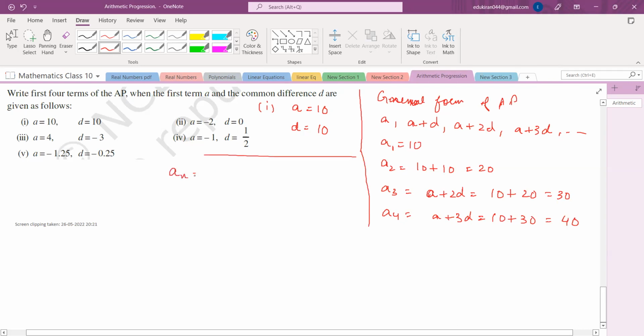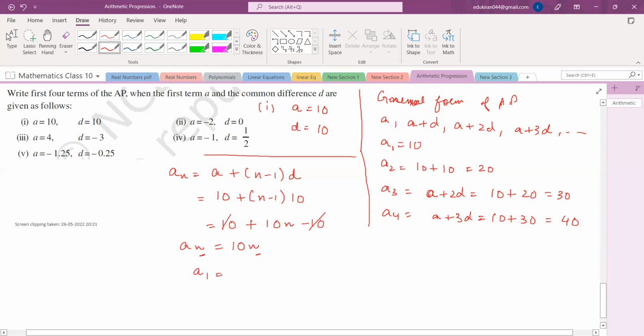We know the nth term. The nth term is how much? A plus n minus 1 into d. So you put the value of a and d here. A is 10, plus n minus 1 into 10. So this is 10 plus 10n minus 10. So 10 will get cancelled out, and it will be 10n. Whatever n you have here, the same n is coming here.